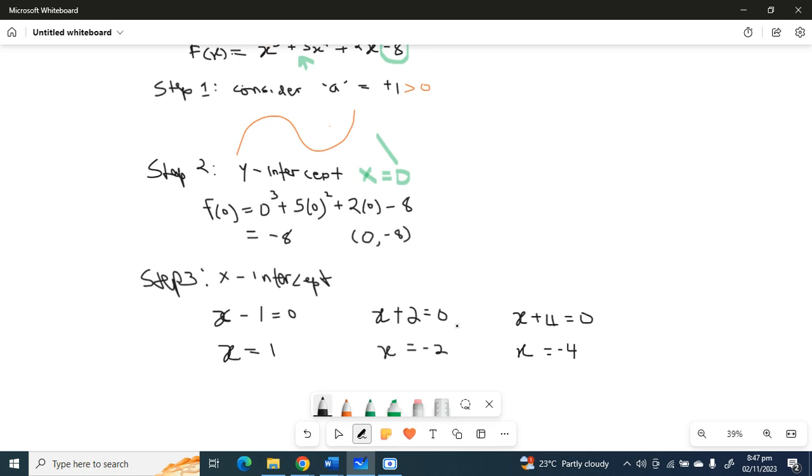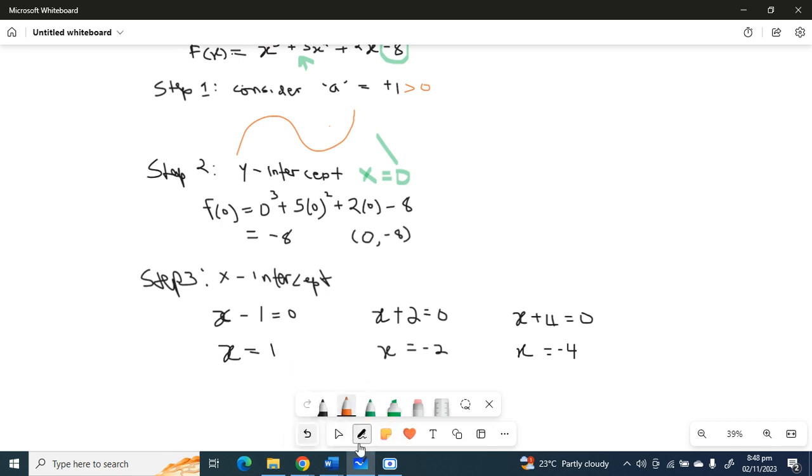So these values, in your spare time, you can substitute them back into the original function. What you notice is you'll be getting 0 each time. Substitute 1 into this original function, you get 0. -2 in this function, you get 0. -4, you get 0, right?